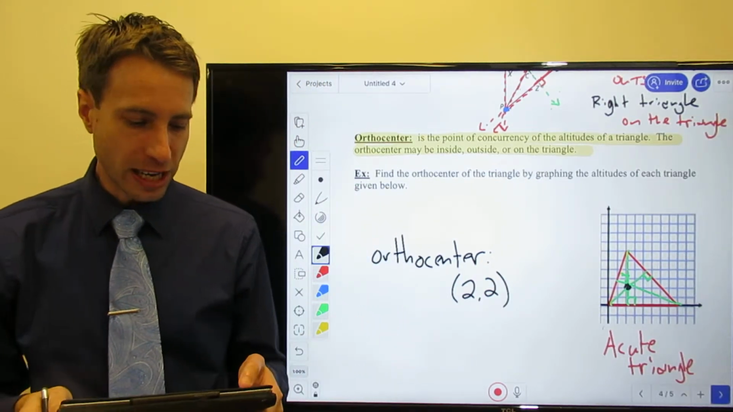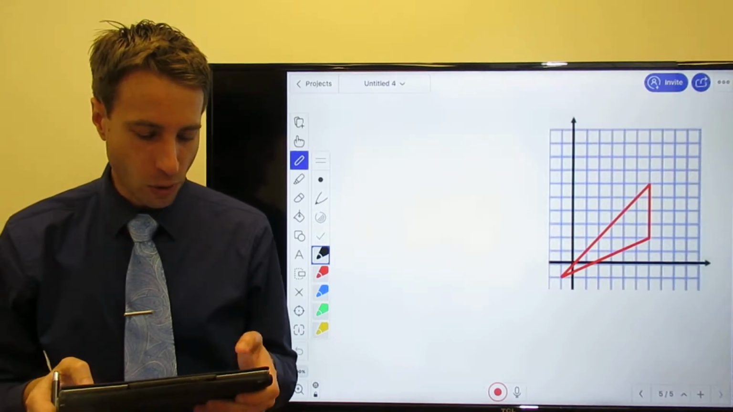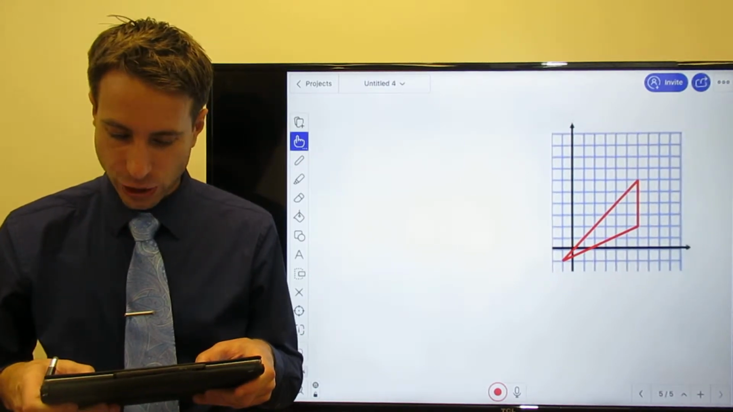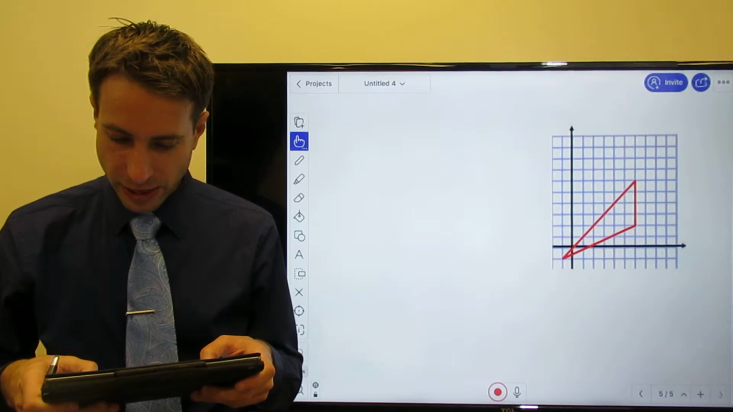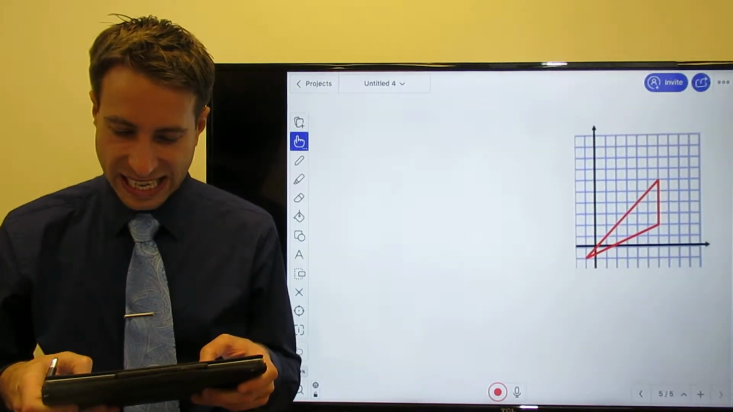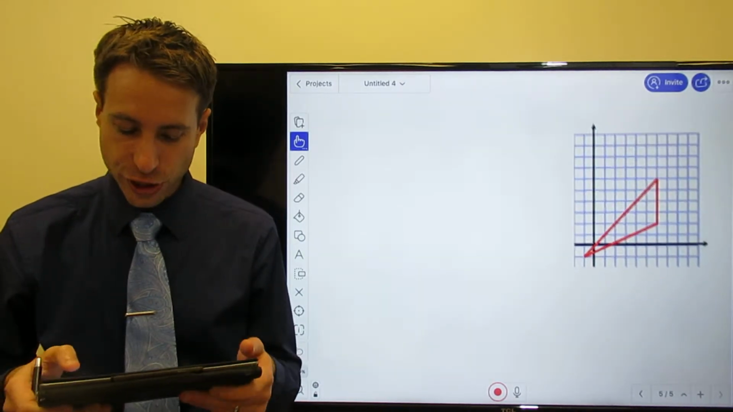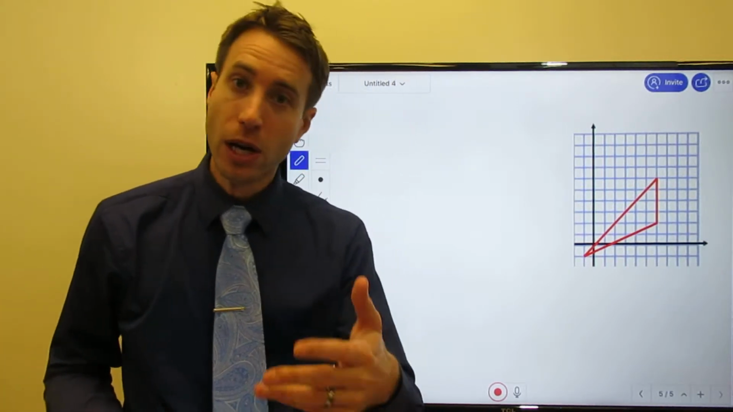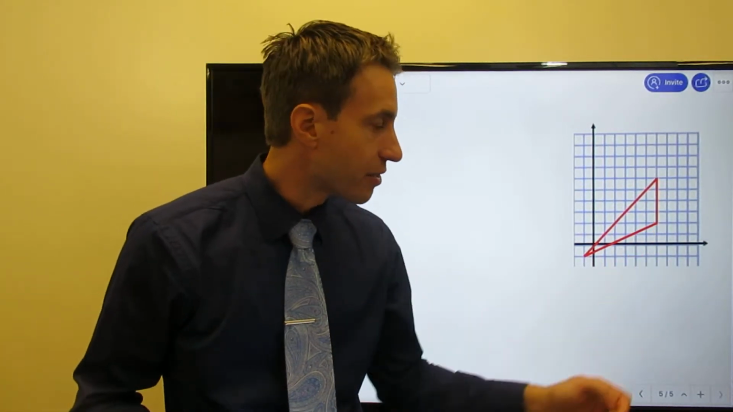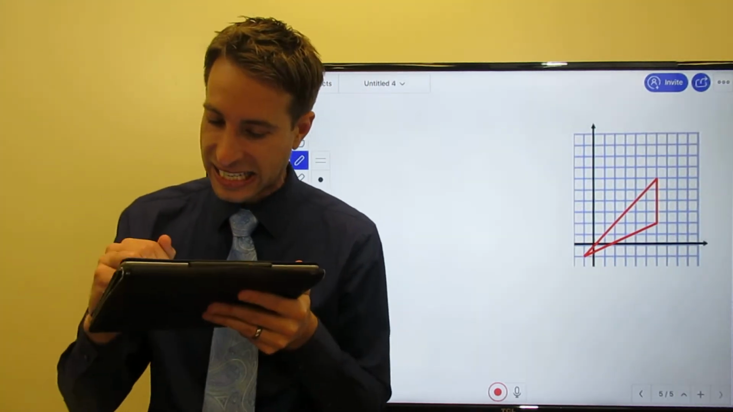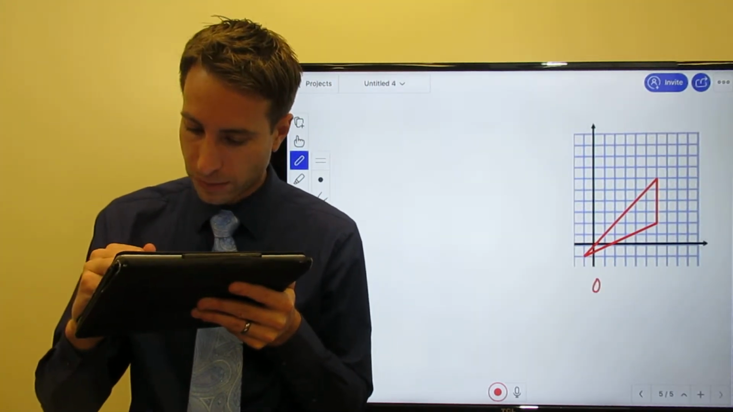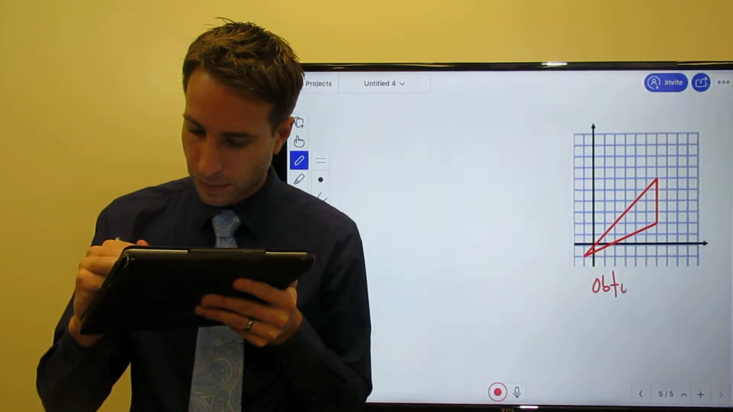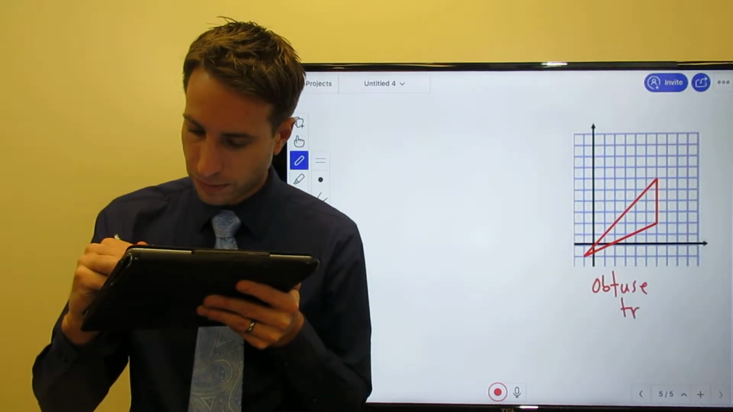I got another one for you here. Let's try one more of these together before we finish up this section. What I got for you here is another triangle that I have graphed, again, just upon initial inspection. We recognize that this is what kind of a triangle? Of course, I take a look and I notice right there that that angle is larger than 90, so I have an obtuse triangle.